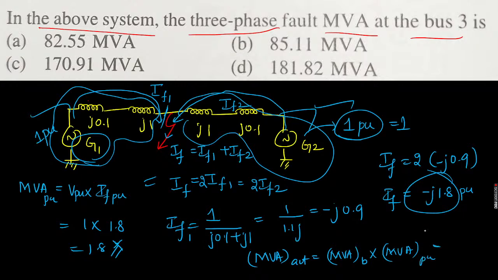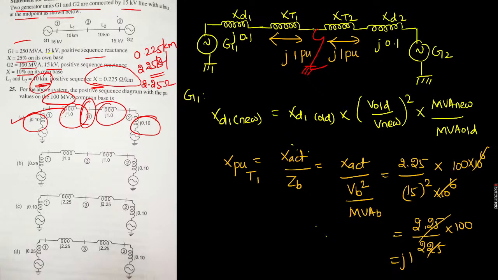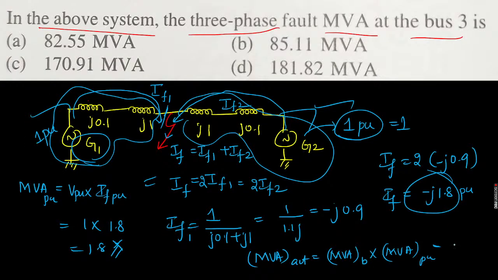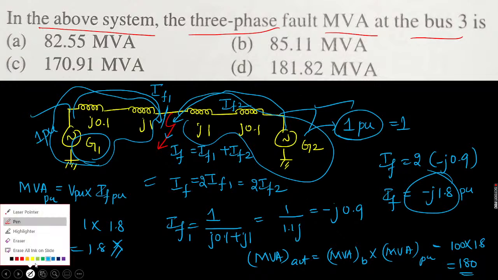So MVA base எவ்வளவு கொடுத்தாங்க நம்ம questionல? 100 தானே? Yes, it is 100 MVA. So this is 100 into 1.8. It will be 180 approximately, right? Yes. So what is the correct answer? Option D. Sir, I have not calculated.